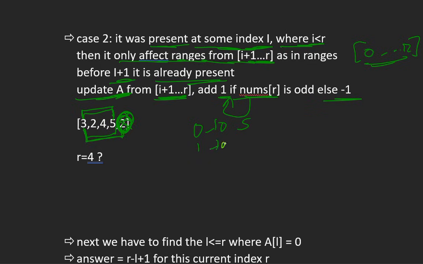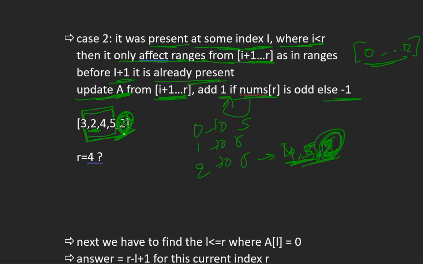Then I calculated from 1 to 5. In 1 to 5 also 2 is already present, but in 2 to 5, 2 wasn't present earlier, right? So this has affected the previous answer. Previously 4 comma 5 was balanced, but the arrival of 2 has made it unbalanced, right?